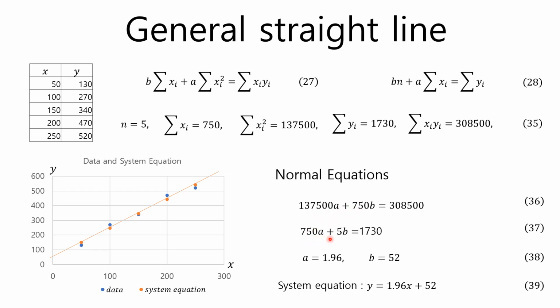normal equations. From these two equations, calculating the slope a and intercept b, we can get the result in equation 38. Therefore, the system function can be expressed as equation 39. If equation 39 is visualized, it becomes the orange line in the figure, representing the first-order function that most closely passes through all measured data.